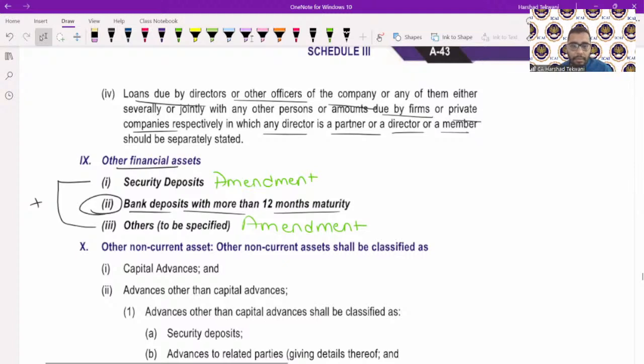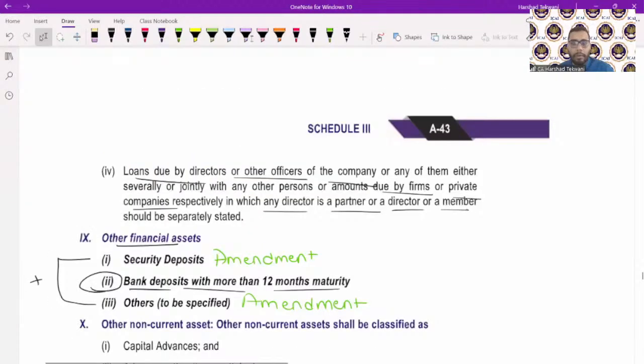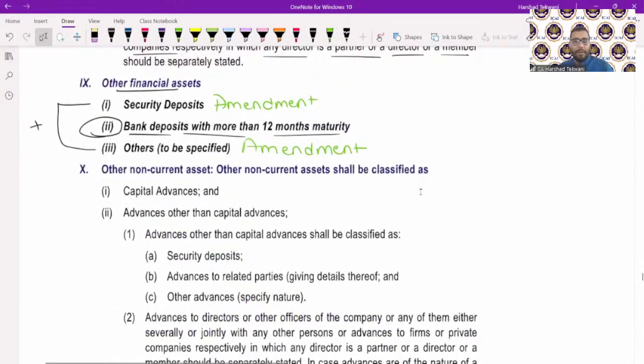That's an amendment. That's the amendment over here, Shrinidhi. Yeah. So this is a particular important amendment. Security deposit is part of other financial assets now.